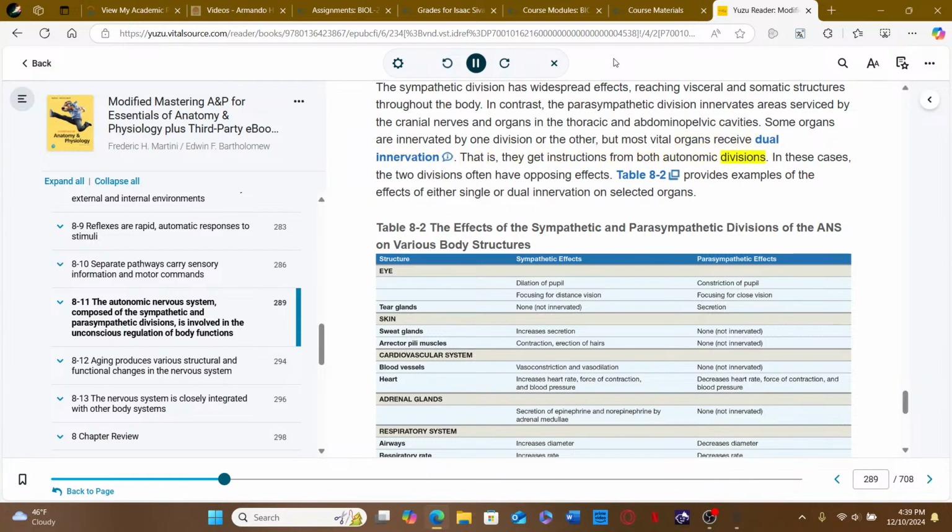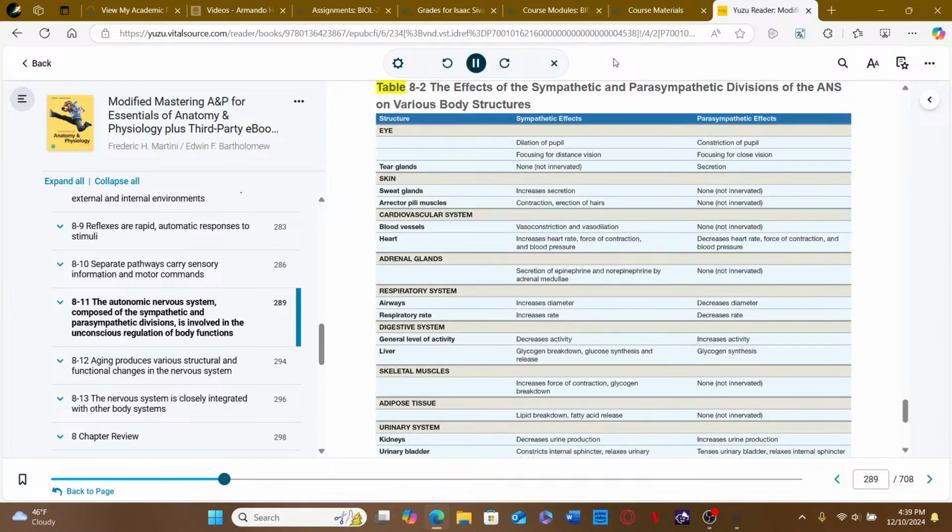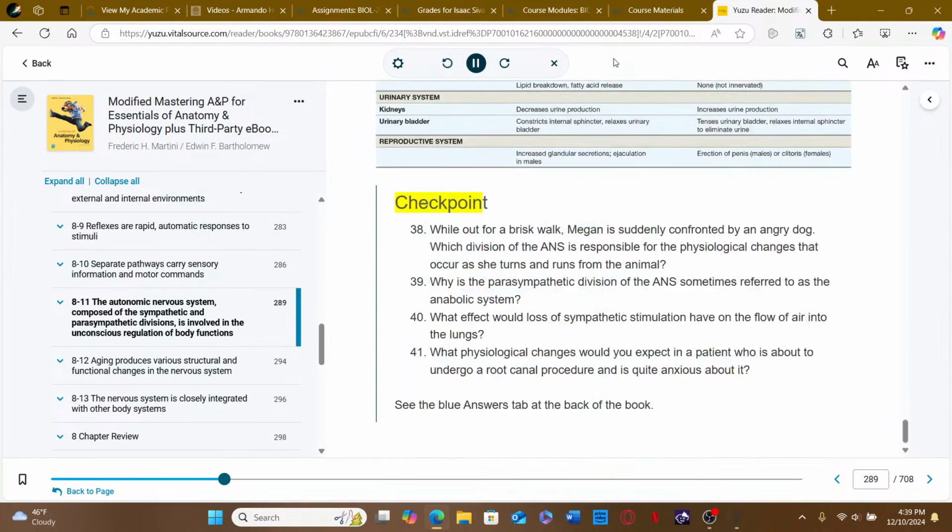That is, they get instructions from both autonomic divisions. In these cases, the two divisions obtain opposing effects. Table 8-2 provides examples of the effects of either single or dual innervation on selected organs. Table 8-2: The effects of the sympathetic and parasympathetic divisions of the ANS on various body structures.